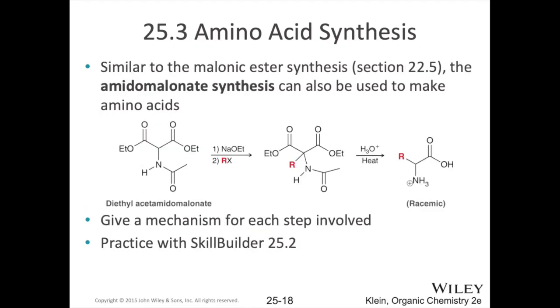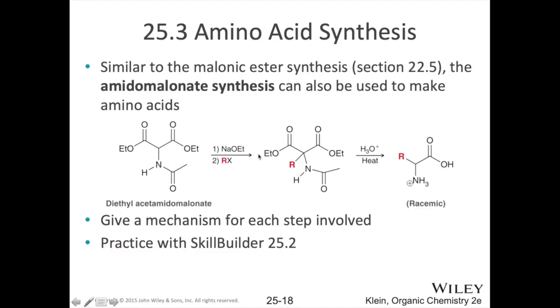Another way to make amino acids is to use the amidomalonate synthesis, which is very similar to the malonic ester synthesis that we saw back in chapter 22. Essentially, you start off with diethyl amidomalonate. Okay, so it's kind of similar to our malonic ester, except instead of some R group over here, we have an amide attached to it.